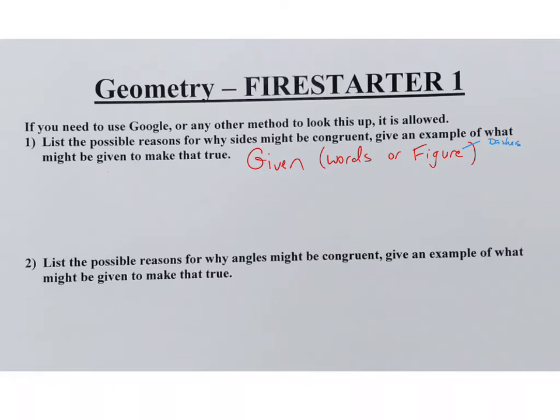Why else might some sides be congruent? Well, you could have, I think this is going to be a little bit different, but it's called the reflexive property. The best way for me to explain that is I call it a shared side. If two triangles have the same side, then those two sides have to be congruent because it's the same side.